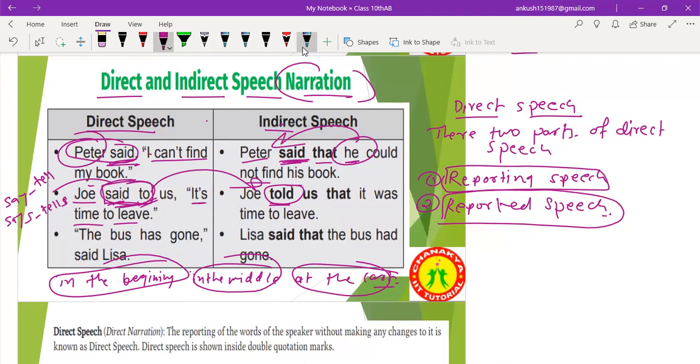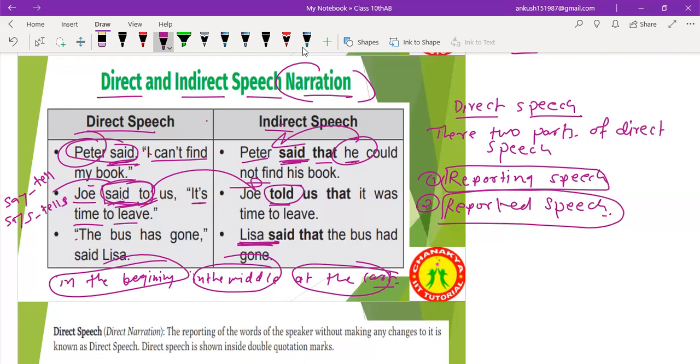Whenever you find such sentences, and you transform or convert them into indirect speech, that portion which is written outside the inverted commas, that reporting speech, is to be brought to the beginning of the sentence in indirect speech.